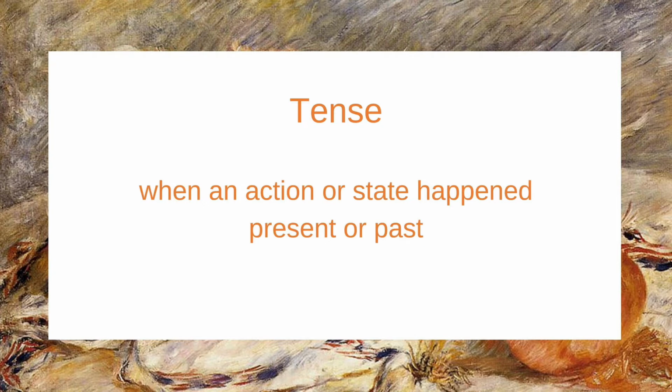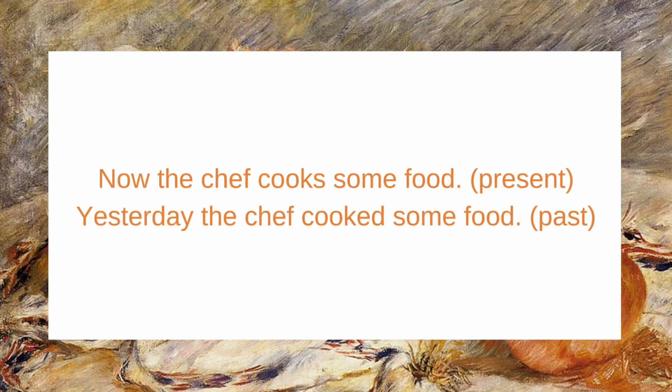English has two tenses, the present tense and the past tense. The present tense can tell what is happening now. The past tense tells what happened before now. One test for finding verbs is that most verbs have present and past forms.